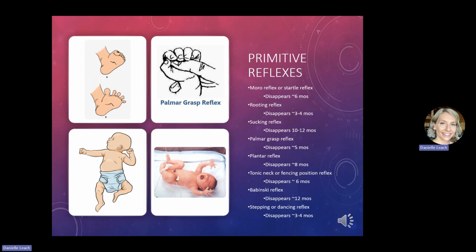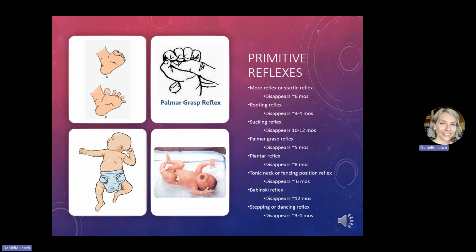The palmar grasp and the plantar grasp reflex are very similar. The palmar one is just with the hand. It's pictured on the top right. When you put, say, your finger on the baby's palm, the baby reflexively grasps your finger. Same thing with their toes for the plantar reflex. If you put your finger right at the base of their toes, on the ball of their foot, they will attempt to grab your finger with their toes. The palmar disappears around 5 months and the plantar around 8 months.